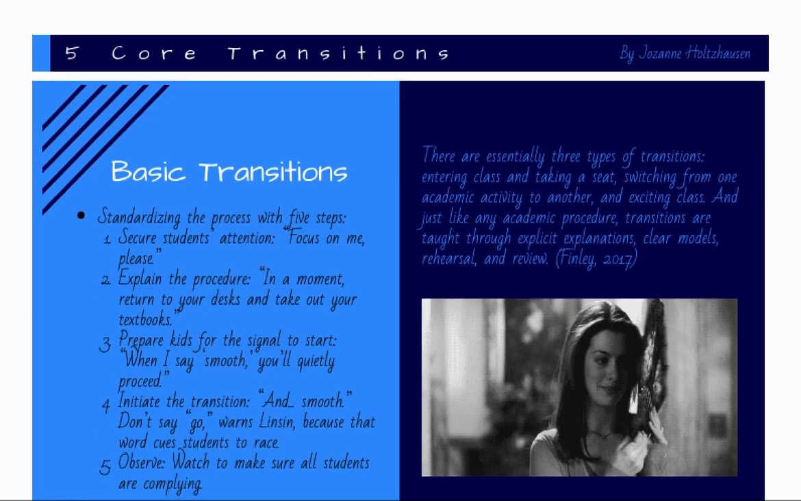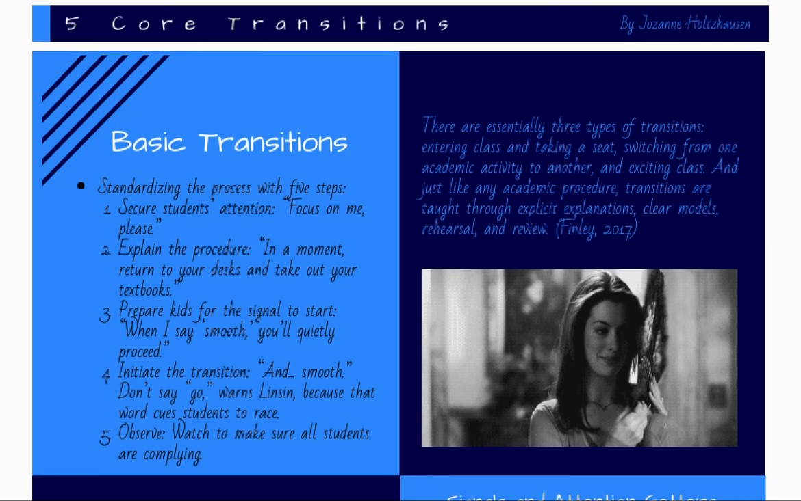Five core transitions that we would like to implement in middle school. So there are essentially three types of transitions: entering the class and taking seats, switching from one academic activity to another, and then exiting the class as well. Like any other academic procedure, transitions are taught through explicit explanations, clear modeling, rehearsals, and reviews.